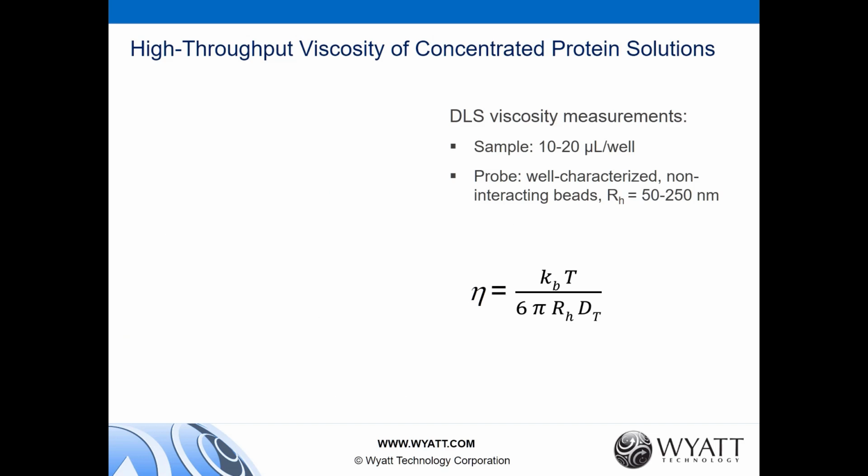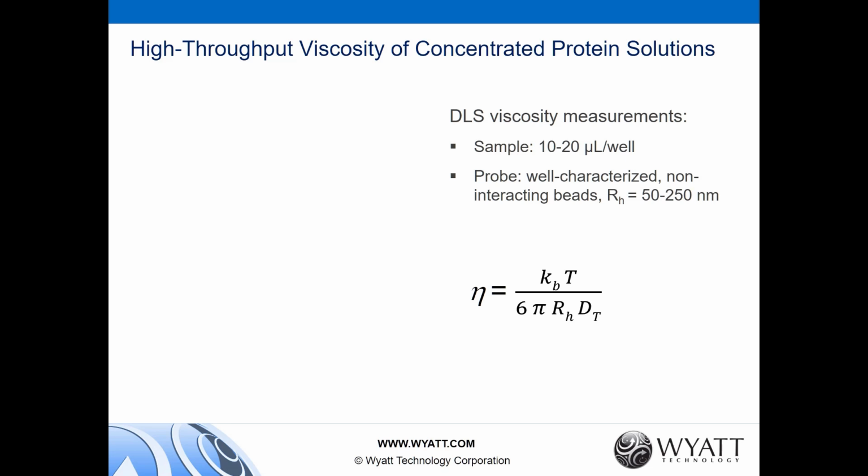I mentioned viscosity, and viscosity in particular of concentrated protein solutions, of course, is a very important parameter for injectability and being able to just process viscous solutions of concentrated proteins. And DLS can make viscosity measurements. It requires only 10 to 20 microliters per well of sample. In fact, I'm sure that we can do it in 5 microliters as well using the 1536 well plate.